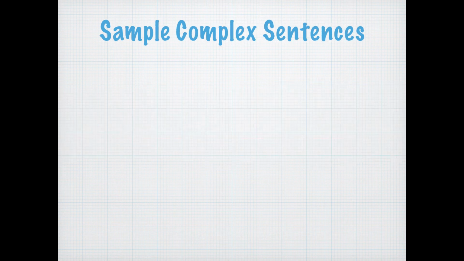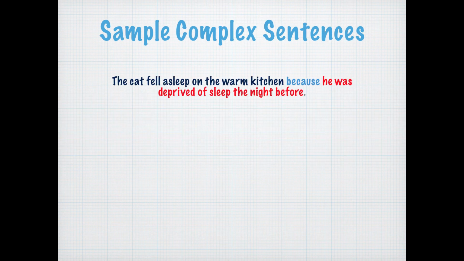And some more sample complex sentences. Here the sentence begins with an independent clause. The cat fell asleep on the warm kitchen. You could put a period after kitchen, but then you continue with because. We know that that's a subordinating conjunction: because he was deprived of sleep the night before. Independent clause followed with a dependent clause.